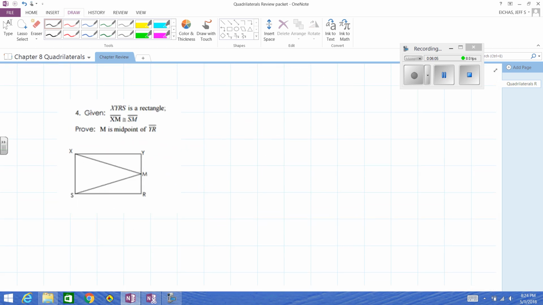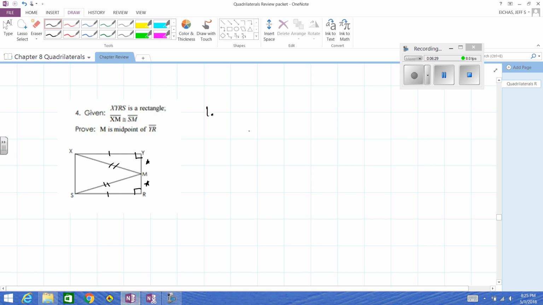Okay, let's keep going. Number 4. Oh, rectangle again. Interesting. Okay, now we do have to talk about right angles. All right, we'll get these triangles congruent, and then we'll say these are the same. So it's a little different process.